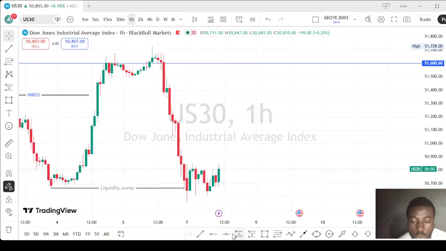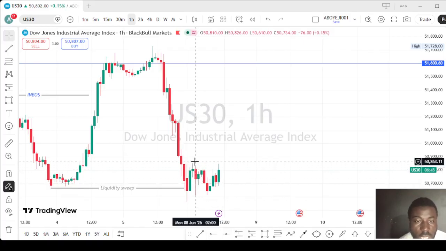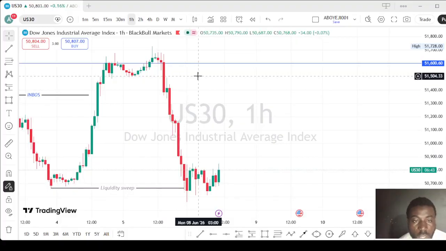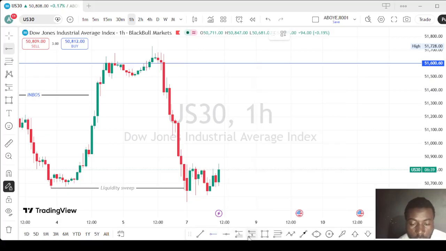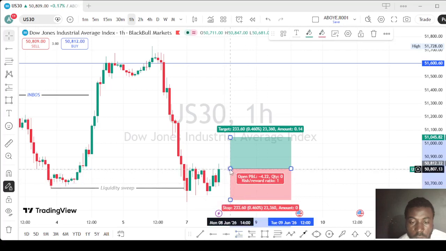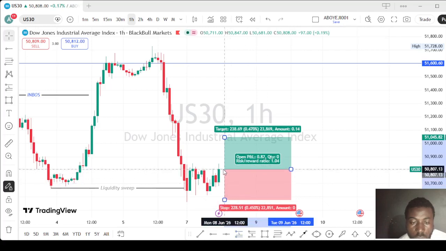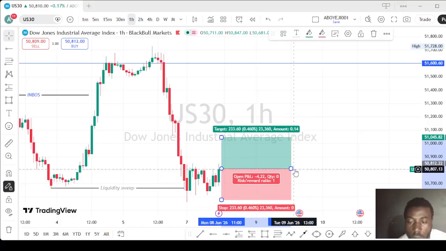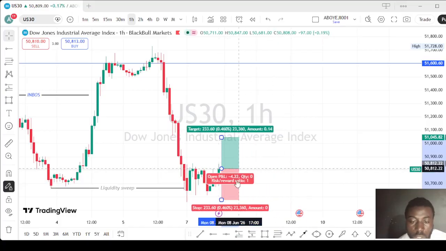After the liquidity is swept, all we need to be finding now is a market structure shift. If we see any market structure shift, we take the buy to this key level. Before we can take any market structure shift, let's say we are expecting the market to break this structure. After the market breaks this structure, it will retest and continue the uptrend.